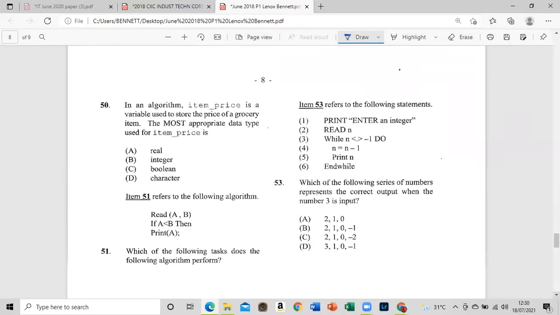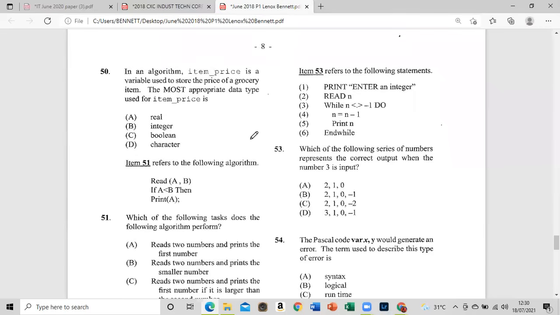Let's go on to 50 now. In an algorithm, item price is a variable used to store the price of a grocery item. The most appropriate data type used for item price, is it A, real? Is it B, integer? Is it C, boolean? Or is it D, character?